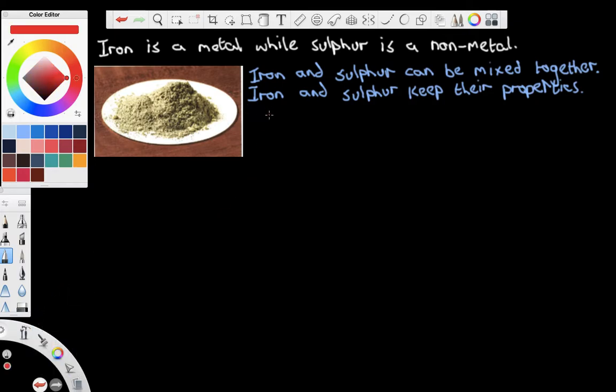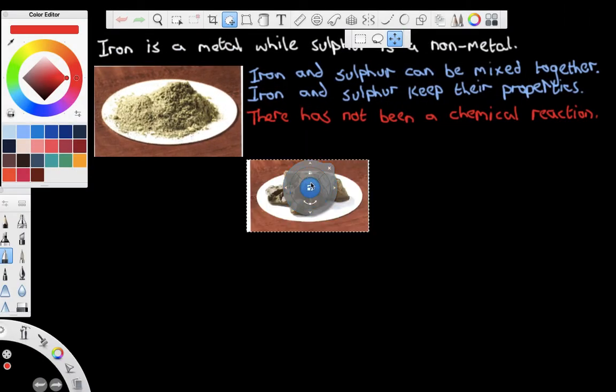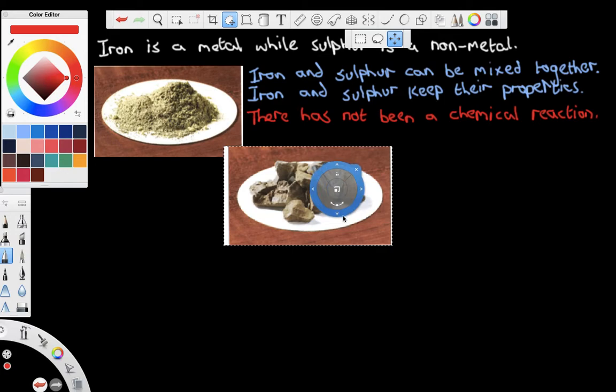Now, an easy way to word this is to say that there has not been a chemical reaction. Okay? So there has not been a chemical reaction. If we heat up the iron and the sulfur, we can cause a chemical reaction to form a compound known as iron sulfide, which looks like this.